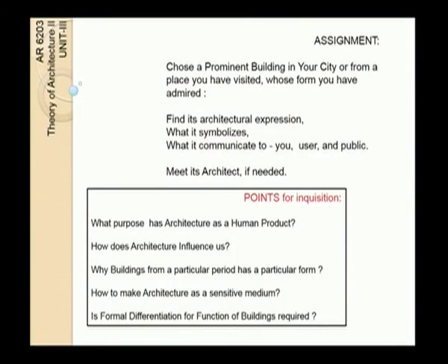What you could do as an assignment is choose a prominent building or a prominent architect of your choice, study his architecture, his influences, his history, what made him great and what really stands out in the history of architecture.